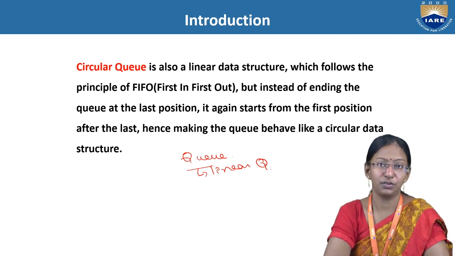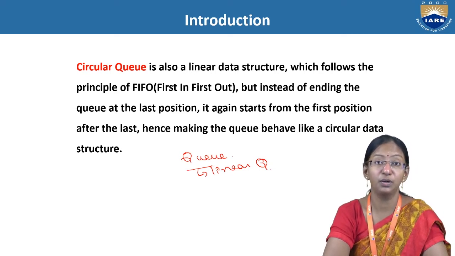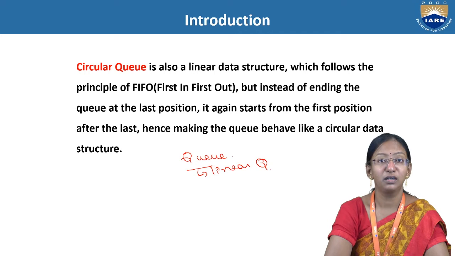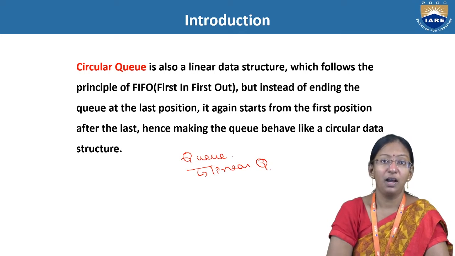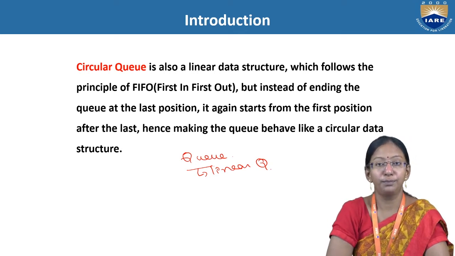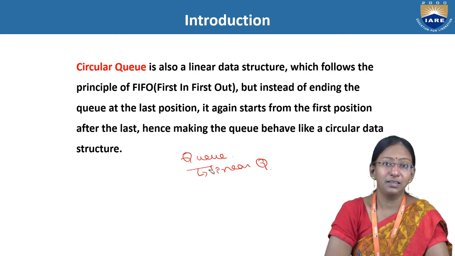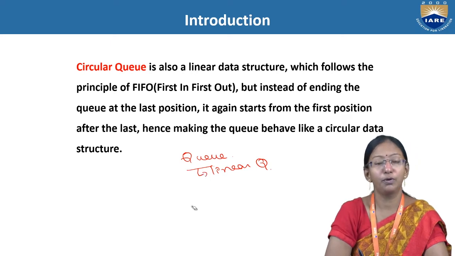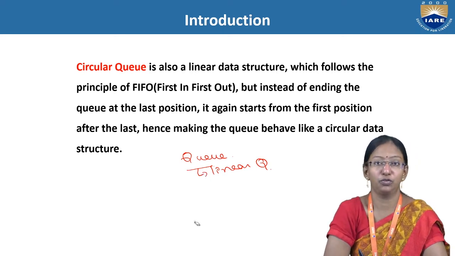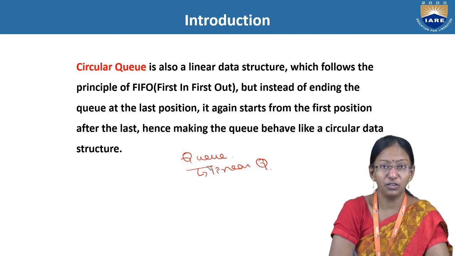It is a linear data structure in which data is stored in contiguous memory locations which have access at both the ends, but restricted access. In what way it is restricted is we can insert the elements at the rear end and we can remove the elements at the front end. So we cannot perform both the operations at both the ends. Such a queue is a linear queue.